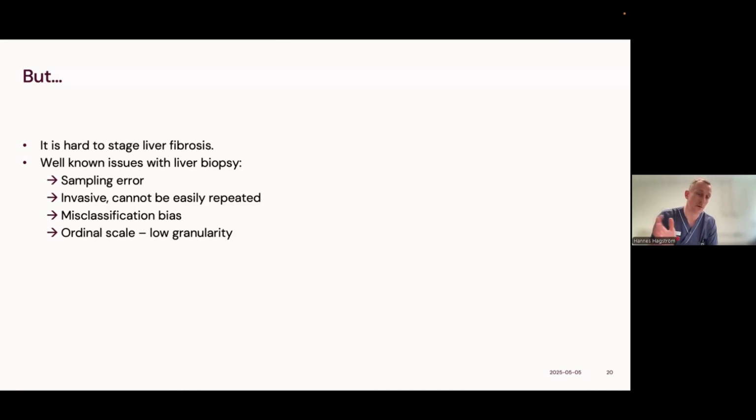And there's also this ordinal scale 0, 1, 2, 3, 4, so it has a sort of low granularity. So it's difficult to see if a patient has improved or worsened if it's only stage 2, because you can, of course, have early stage 2 and late stage 2, but it's difficult to see this on a biopsy.